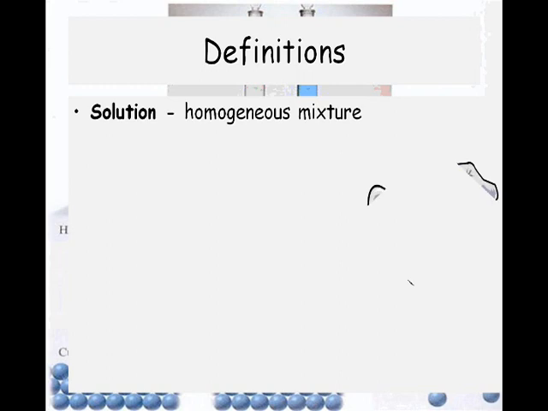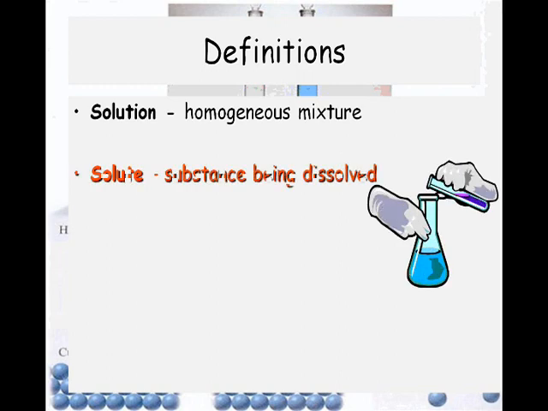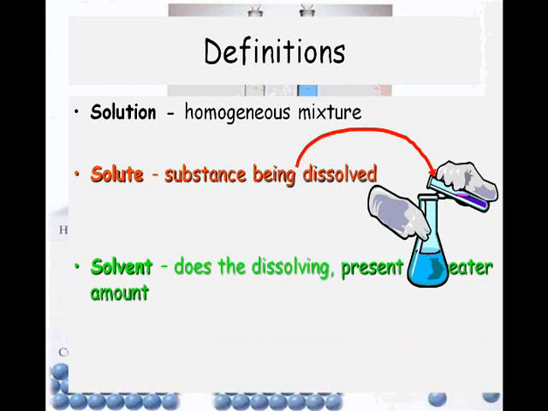A solution is a homogeneous mixture. We've already talked about that. The solute is the substance being dissolved. So it's going to be the purple test tube because that's the smaller amount. Solvent does the dissolving. So it actually helps do all of the dissolving so that that solute is completely dissolved.